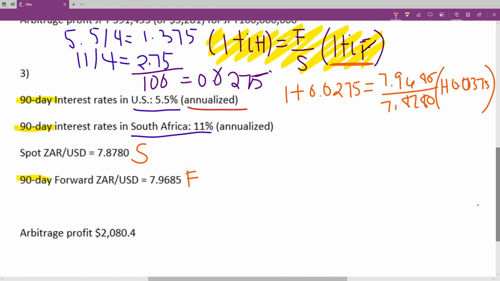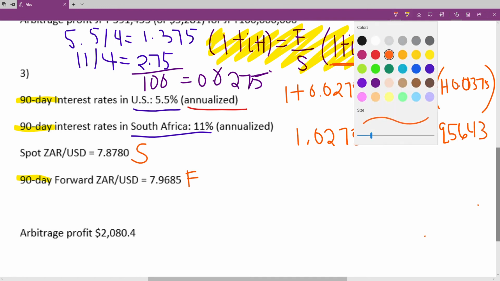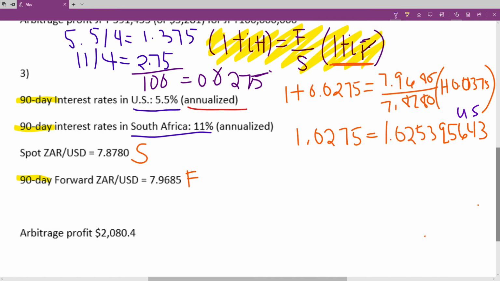So then we're going to go ahead and solve for this. This is going to give us 1.0275 on this side, and on the other side 1.0253. If we notice, this side is the US, and then this is our South African ZAR, okay?